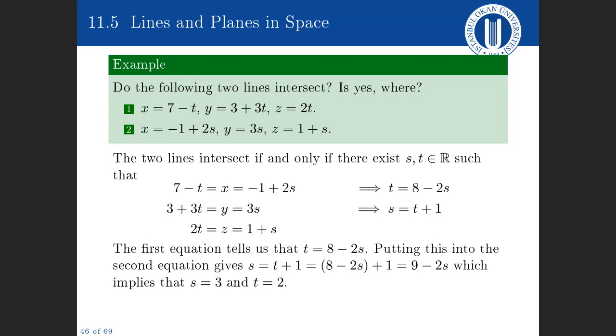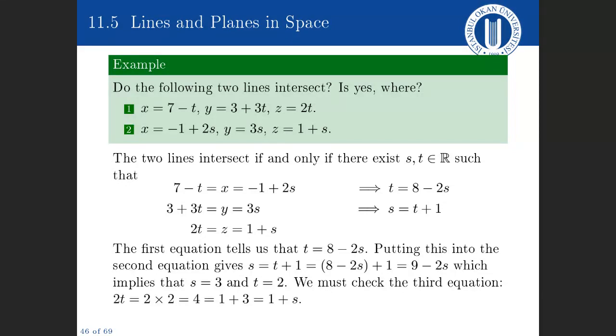Now, be careful here. If we use s is 3 and t is 2, then we know that the first line is true and we know that the second line is true. But what about the third one? The two lines intersect only if all three lines are all true. We need to check the third equation.